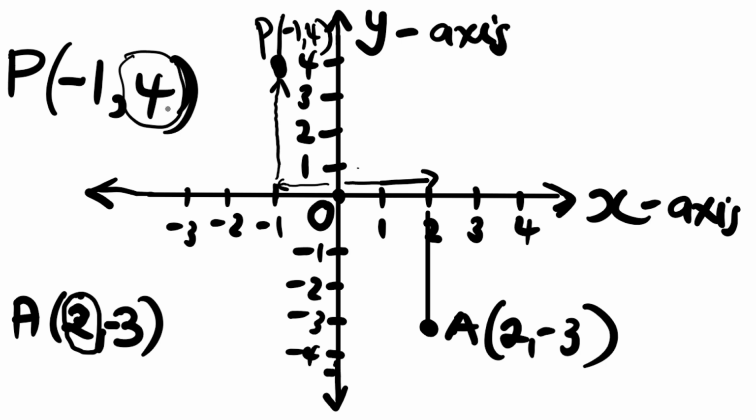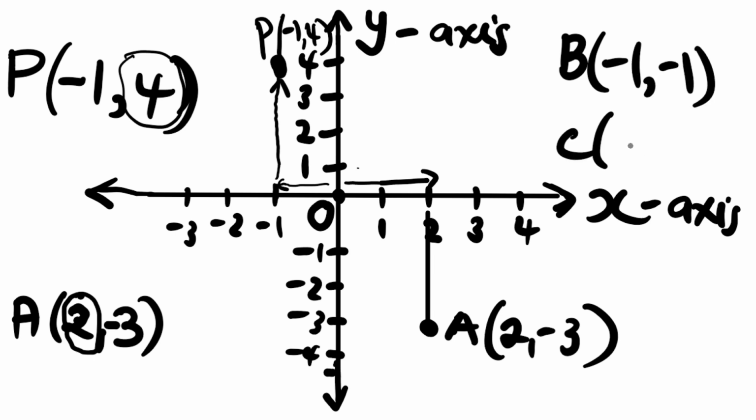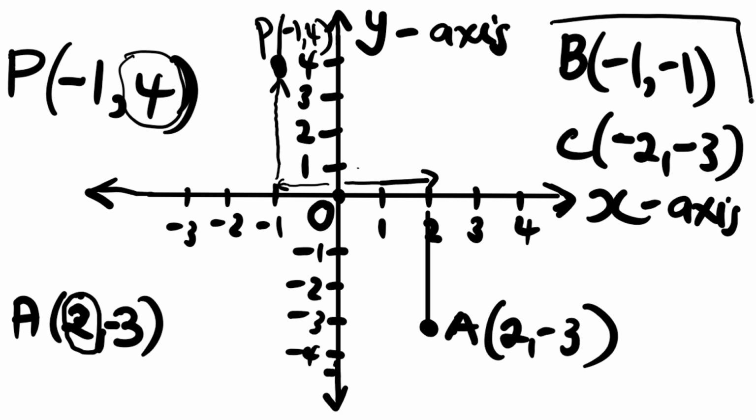You can try as many examples as you have, come up with any. If you want me to help you, you can do point B as -1 comma -1, and point C, you can try the example of -2 comma -3. You can try all these examples and place the points on the axis. Right now we have the general overview of what the x coordinate and the y coordinate are. See you in the next session.